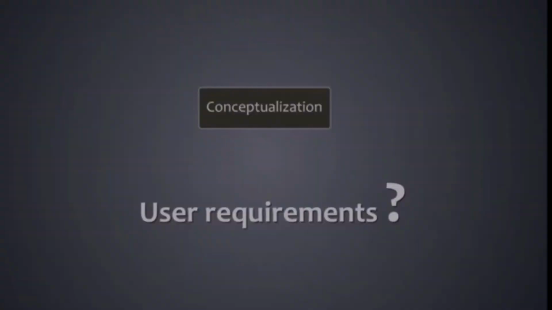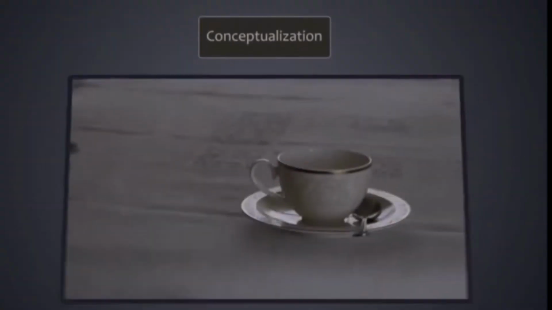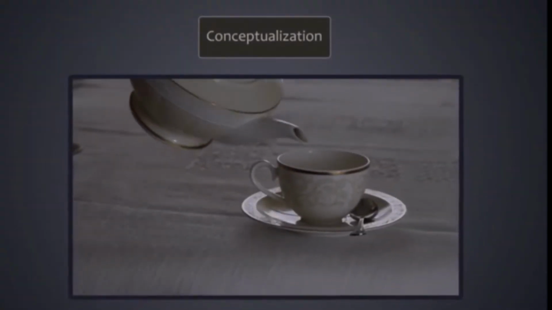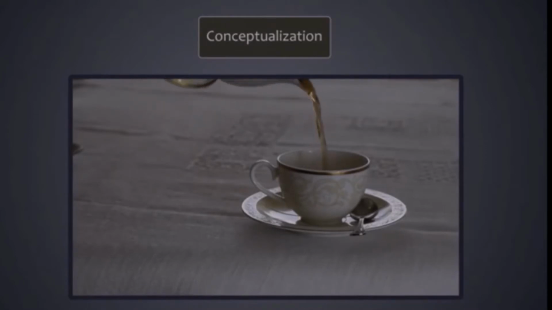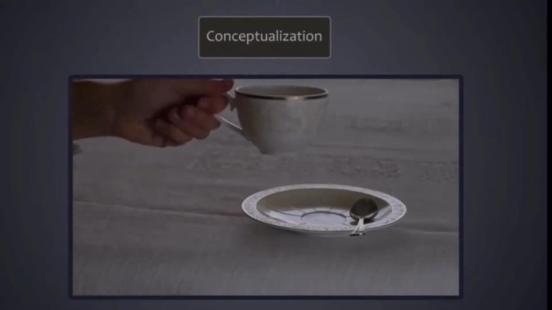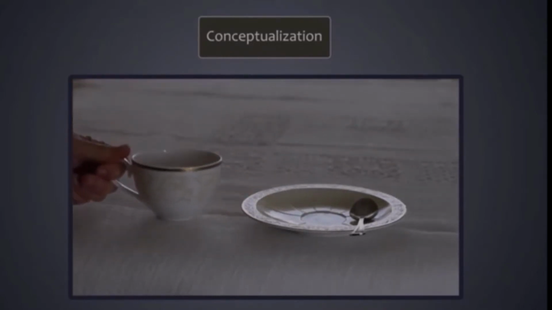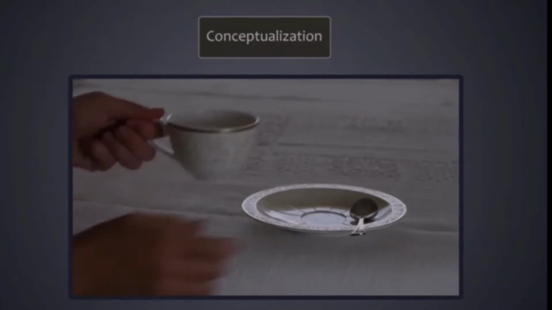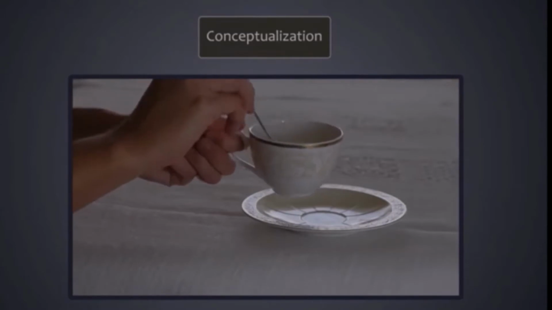In the conceptualization step, we review the user requirements of the product. In this case, we choose the tea set. So, the product must be able to hold hot liquid, be possible to pick up with one hand without getting burned, be placed on a flat surface when needed, be able to stir the liquid, and be affordable and attractive to the market.